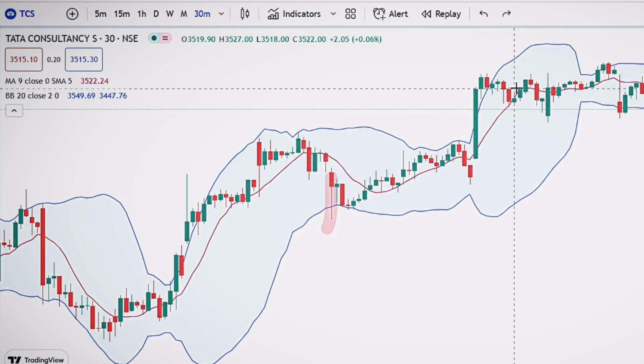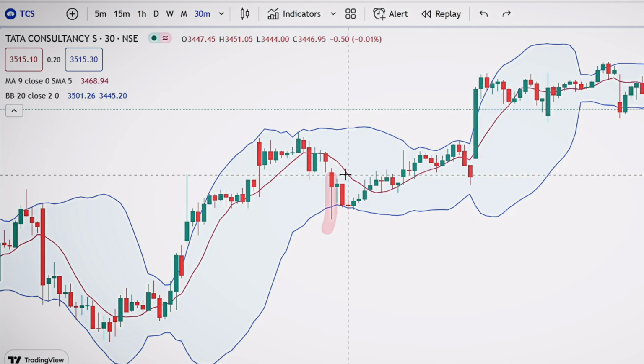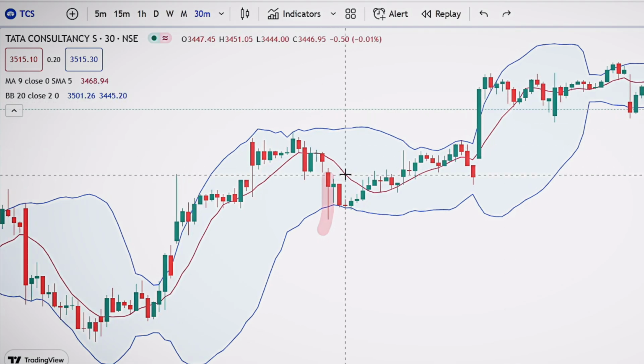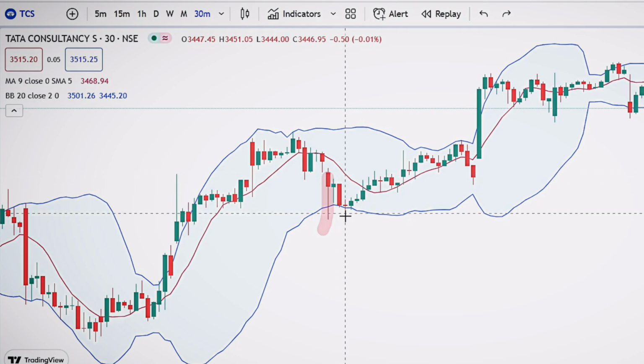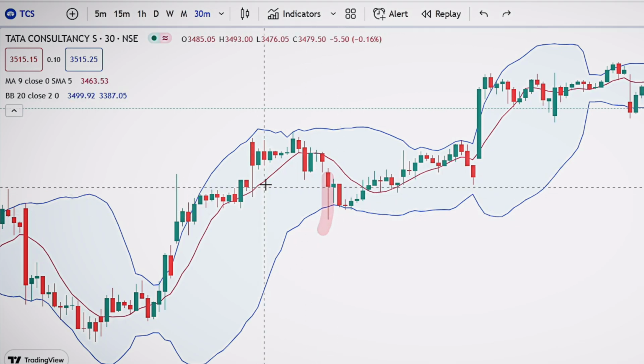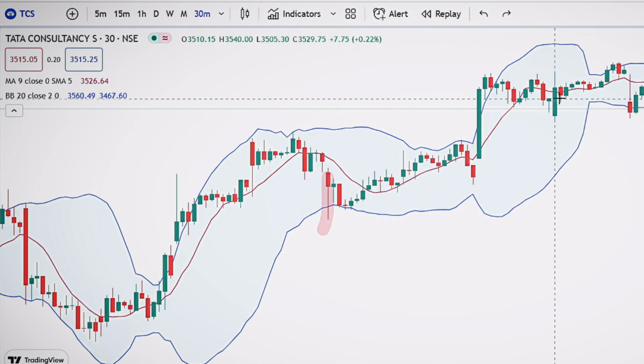In this kind of case, we are aiming to make a profit by taking a perfect entry. Whenever we see a sudden downward move like this, we can look for a reversal trade, meaning we can go for a buying trade. But how do you define this?